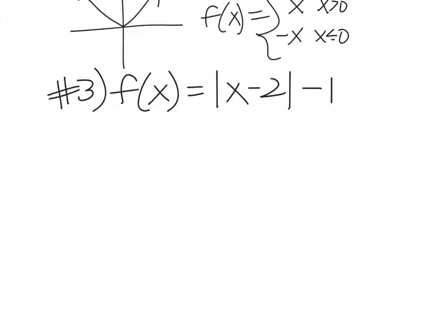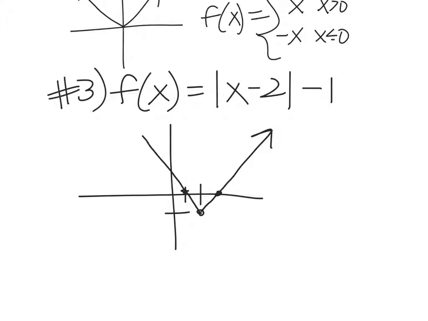So this one right here, you start with your parent function, and you're going to shift it. We're going to shift it 2 to the right, good, and 1 down. And this is just your basic slope of 1, up 1 over 1, but it is a V shape. So make sure that you graph both parts. And that's it. Pretty easy. You can do that all without a calculator.